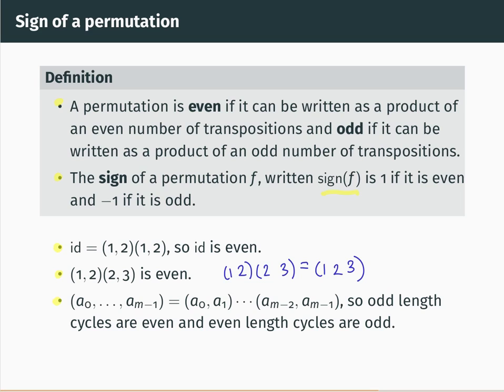And in fact, if you return to our slide right at the start where we expressed an arbitrary cycle as a product of transpositions, you'll see that we expressed an m-cycle using m minus 1 transpositions. Now, m is even if and only if m minus 1 is odd. So what that shows is that odd length cycles are even and even length cycles are odd. For example, (1 2 3 4), an even length cycle, will be an odd permutation because it equals the product of the 3 transpositions (1 2)(2 3)(3 4).